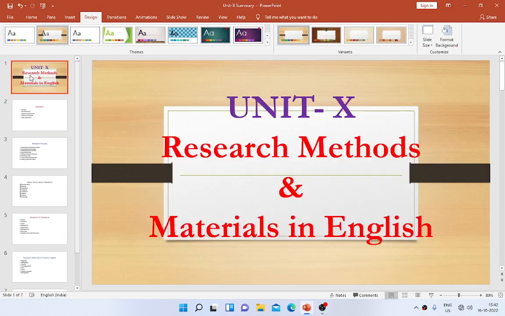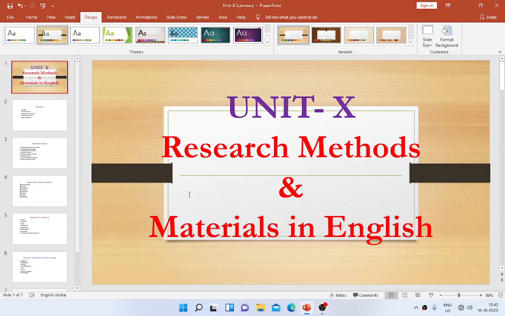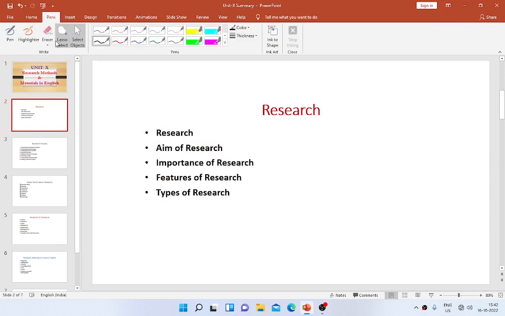We have already discussed the history of this, but now we will discuss UGC NET exam Unit number 10, Research Methods and Materials in English. This is the summary of this unit. At the beginning, we will discuss what research is. It is very important for us, so we are going to start here.